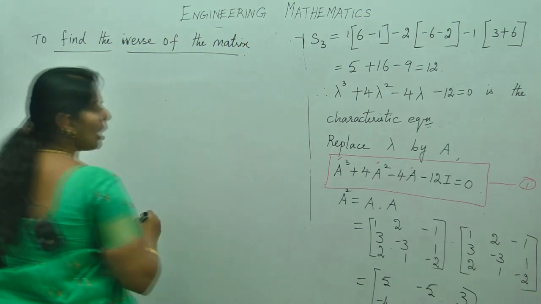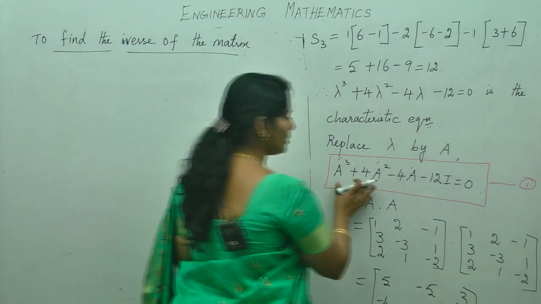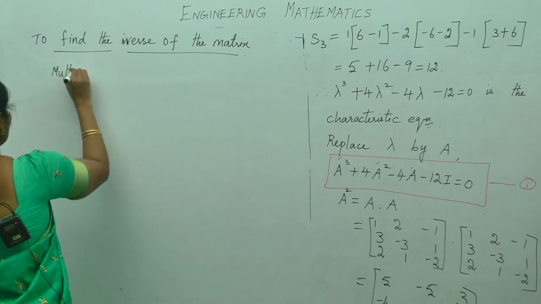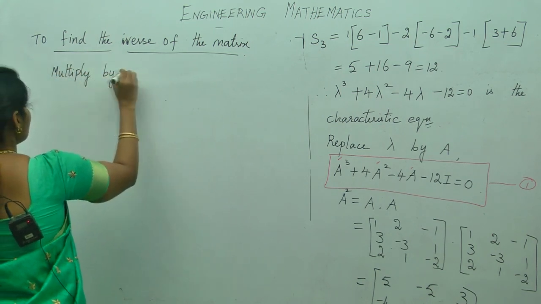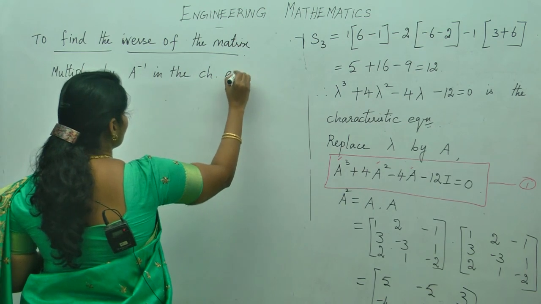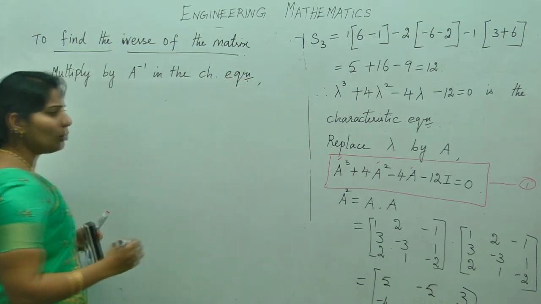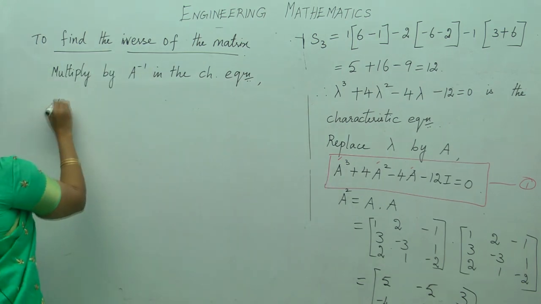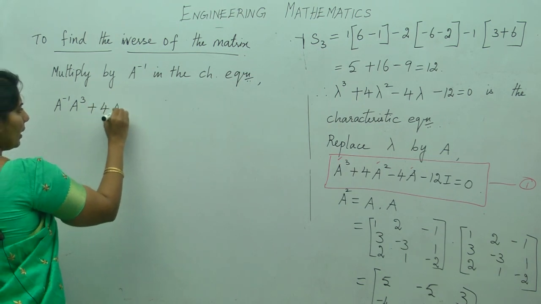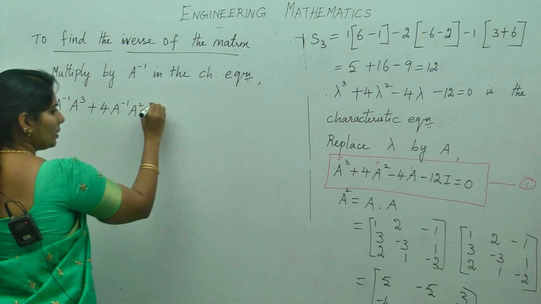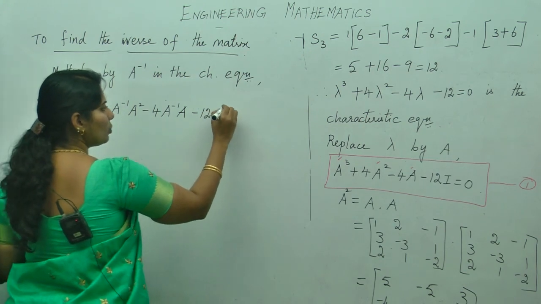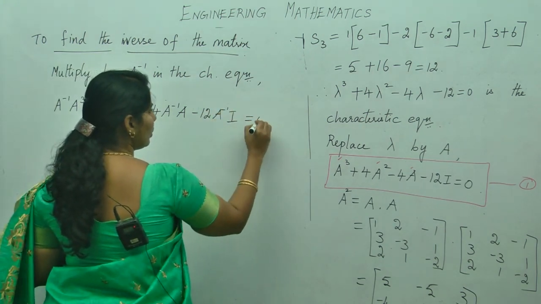that is A inverse, we will multiply throughout the characteristic equation by A inverse. So, when you multiply this, what do you get? A inverse into A cube plus 4 A inverse into A square minus 4 A inverse into A minus 12 A inverse into I, which is equal to 0.